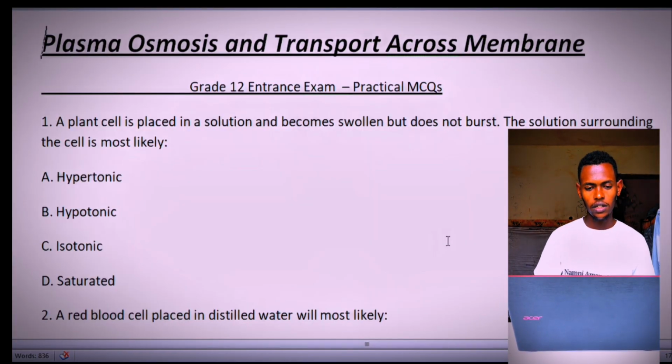Okay. Question number 1. A plant cell is placed in a solution and becomes swollen, but does not burst. The solution surrounding the cell is most likely A. Hypertonic, B. Hypotonic, C. Isotonic, D. Saturated.